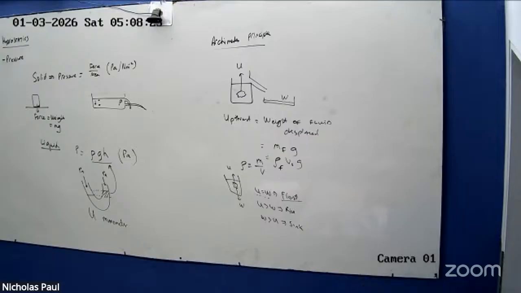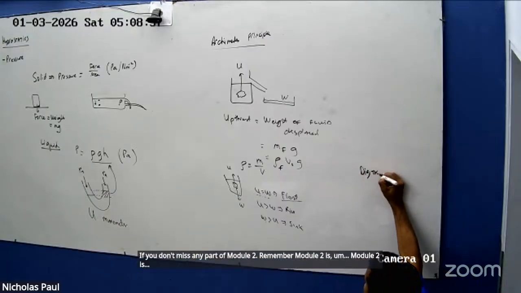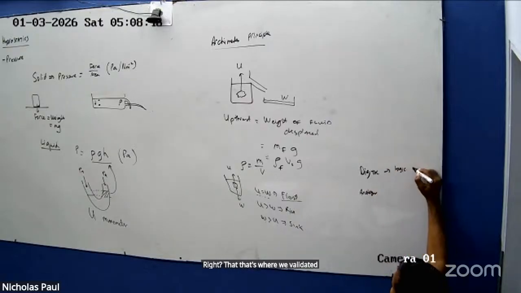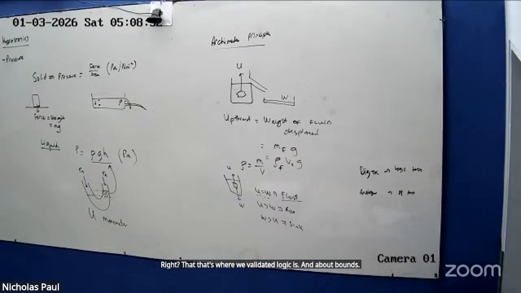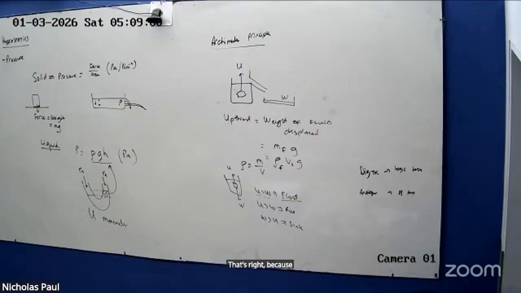But I want to find out, did anybody miss parts of module two? Remember, module two is digital and analog, right? That's where we did logic gates and op-amps. Just do me a favor now, look back and see if you have missed any of those things. I could also use this class and go over that, right? Because I know one or two of you have missed the holiday classes. Check and see now, please.